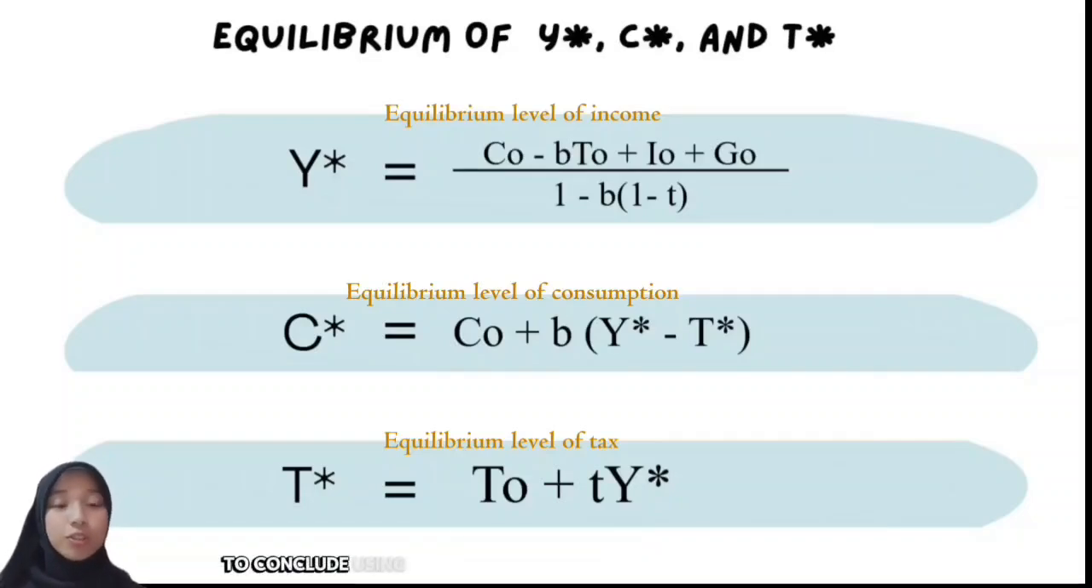To conclude, using the matrix inversion method, we can solve a system of simultaneous equations efficiently. Because the determinant of the coefficient matrix is not 0, the system has a unique equilibrium solution. This completes the solution for question C1.